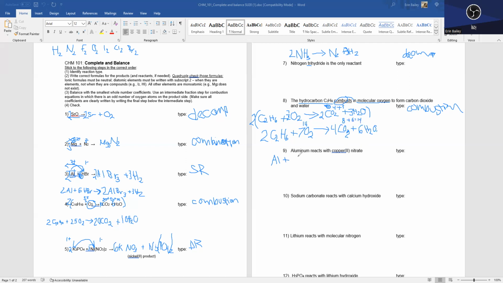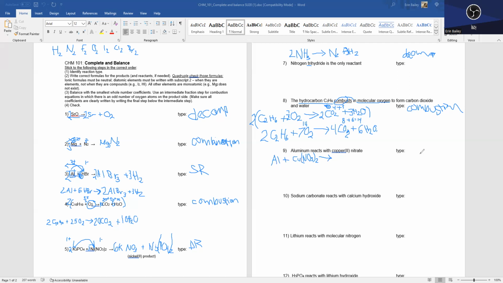Copper 2, I'm just going to write copper, and then nitrate is NO3, which is one of the polyatomic ions, which has a -1 charge. But our copper here has a +2 charge. So I am going to put the nitrate in parentheses and put a 2 there, because you need 2 nitrates that have a -1 charge to cancel out the +2 charge from 1 copper. I hope that makes sense.